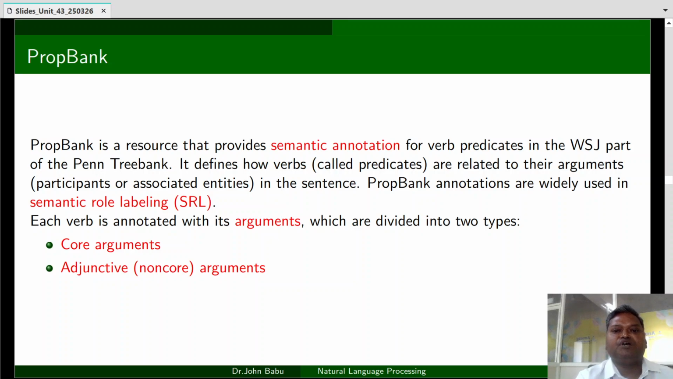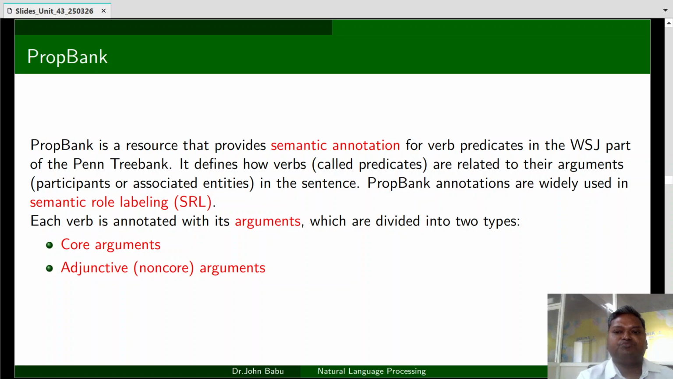Then the second resource that is used in predicate argument structure in semantic role labeling is PropBank, which is a short form of proposition bank. It is domain specific. It has been constituted based on the Wall Street Journal part of the Penn Treebank. If you remember, in previous chapters we talked about treebanks, dependency treebank, tree structure treebank, and the famous treebank known as the Penn Treebank.